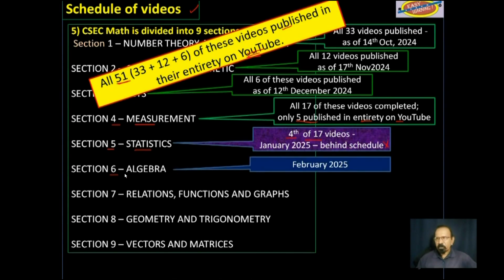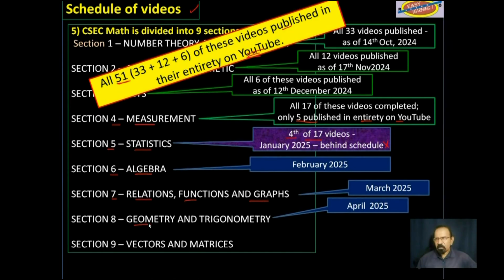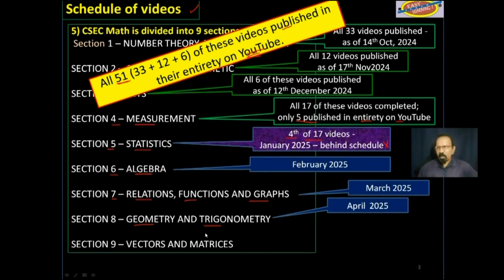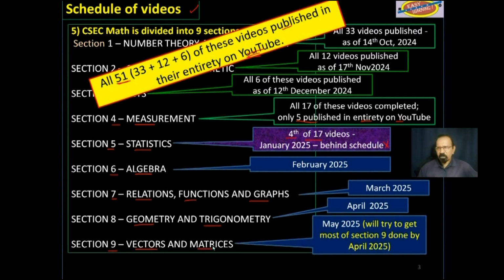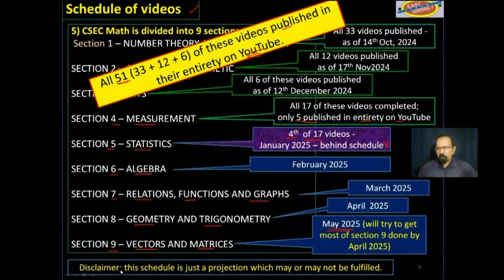After that, we will do section 6, algebra, then section 7, relations, functions, and graphs, section 8, geometry and trigonometry, and section 9, vectors and matrices. We will definitely run behind schedule. Disclaimer: that schedule is just a projection which may or may not be fulfilled. As of now, it doesn't look like it will be fulfilled.